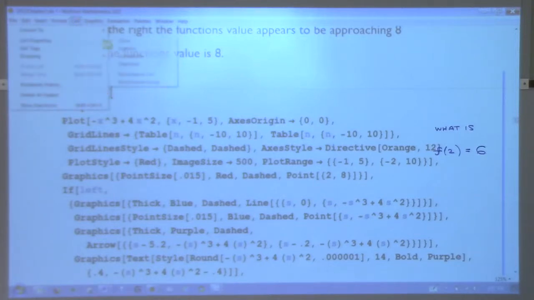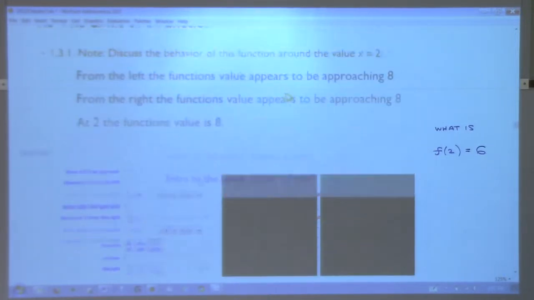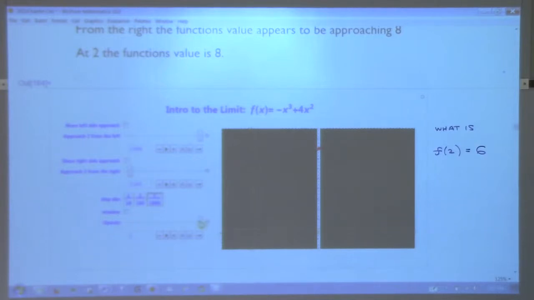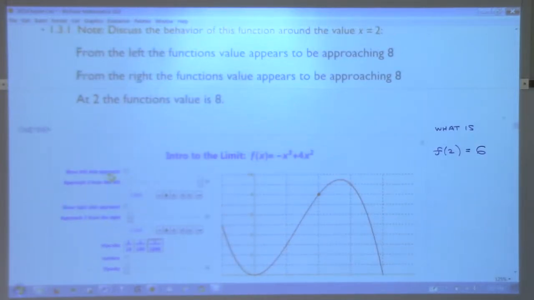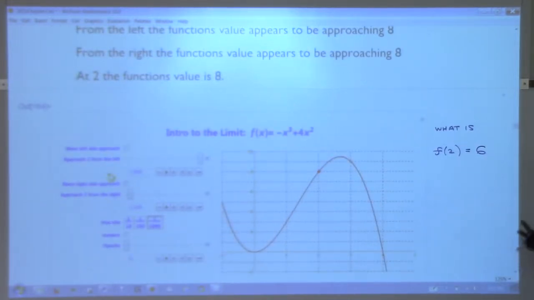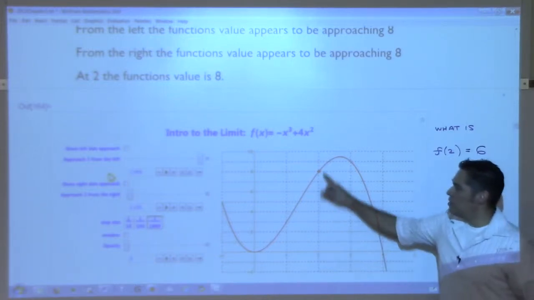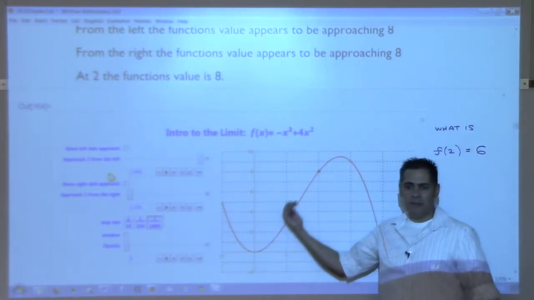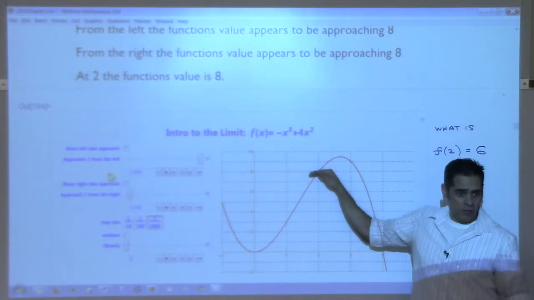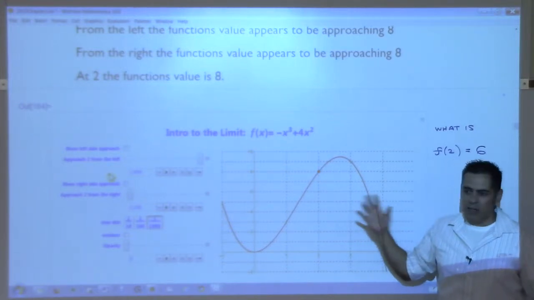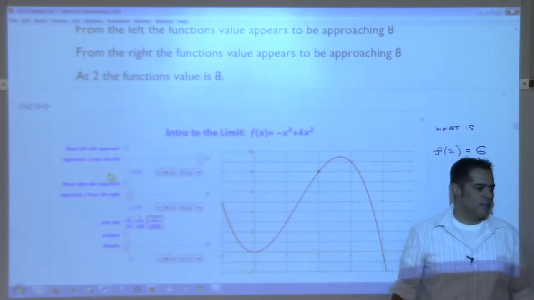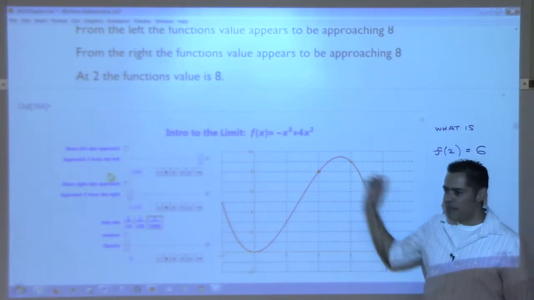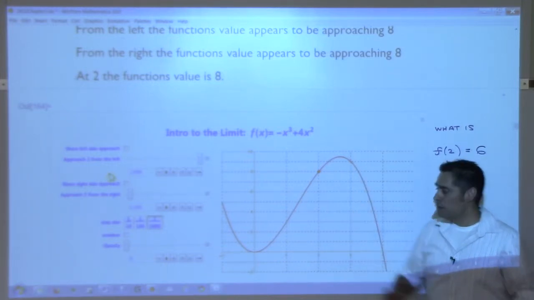All right, so back to this. In the first example, let's run through this again. f of 2 was 8. From the left, the function approached 8. From the right, the function approached 8. This was like the holy grail. Everything works beautifully, doesn't it? Everything is just perfect. Everything's basically going to 8.